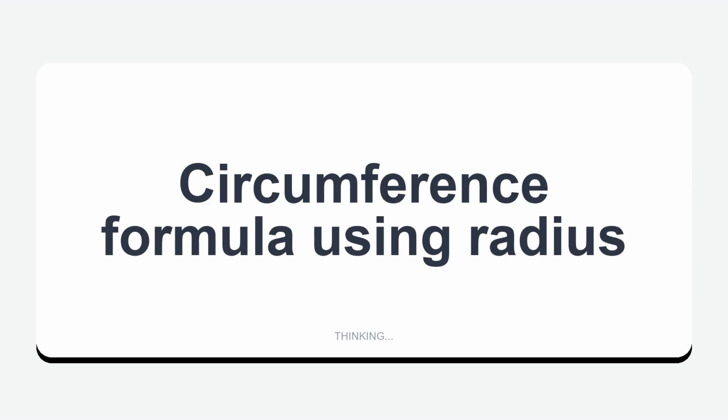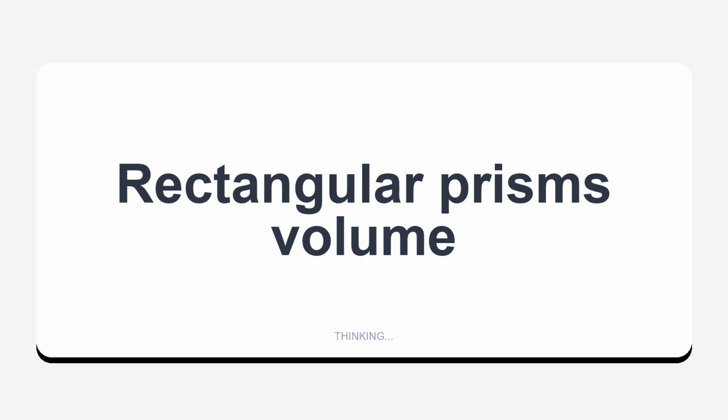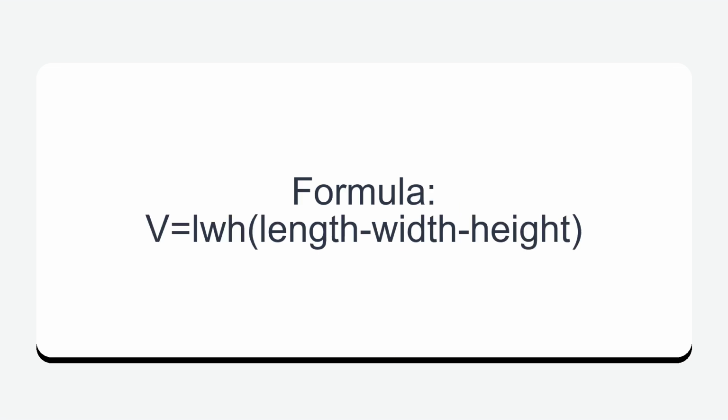Circumference formula using radius: C equals 2 pi r, radius. Rectangular prism's volume. Formula: V equals LWH, length times width times height.